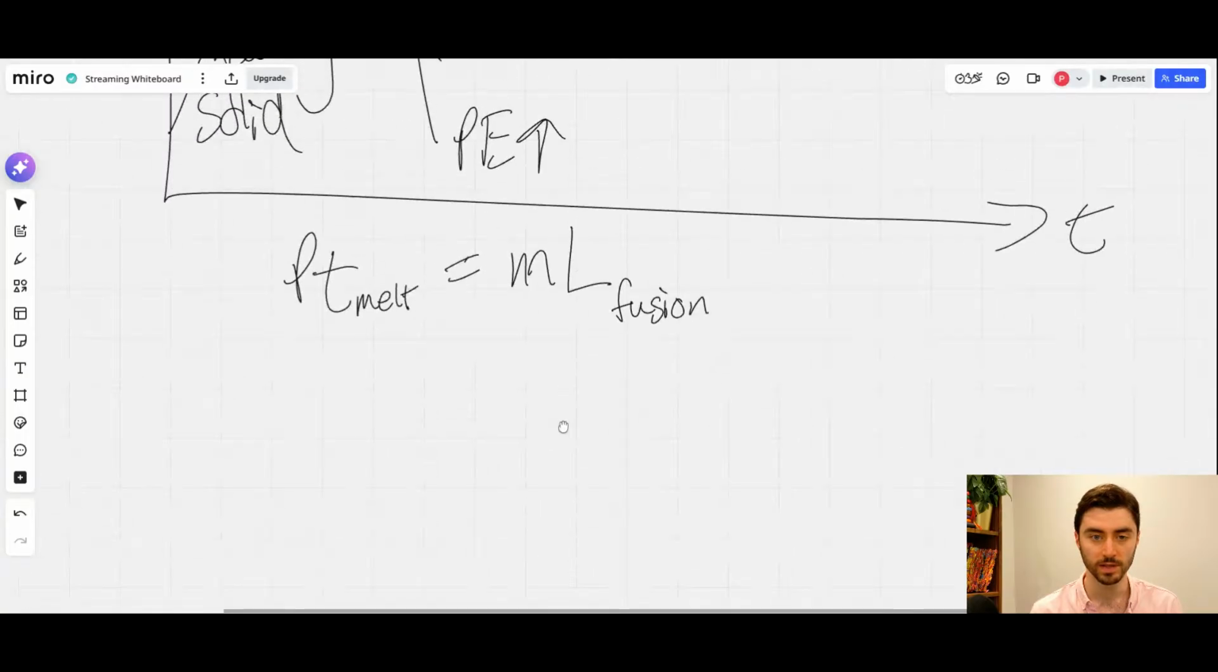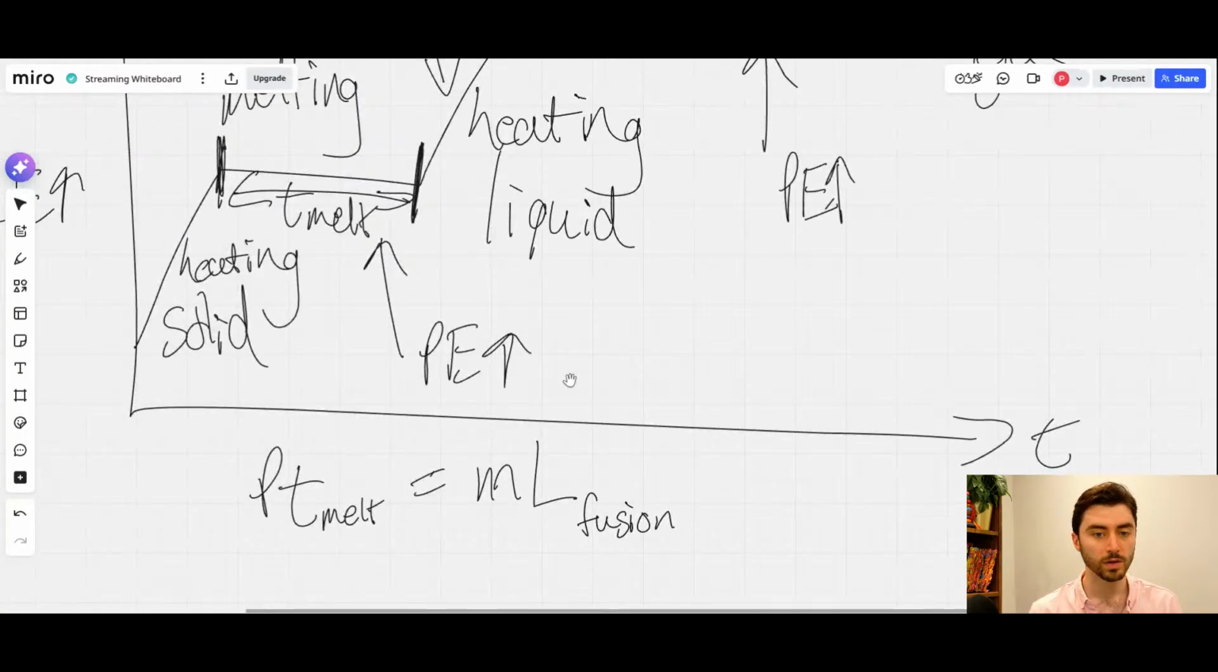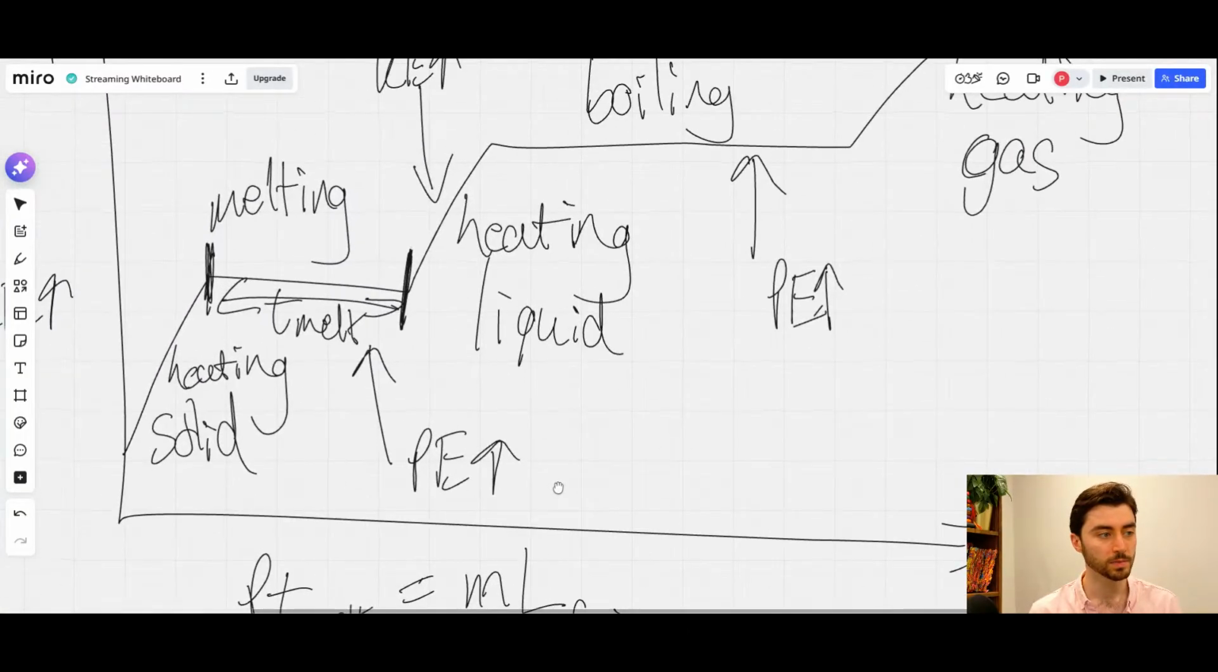Oop, forgot to be at 100%. Well, that explains why it looks so thin.